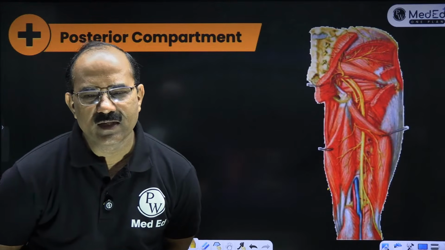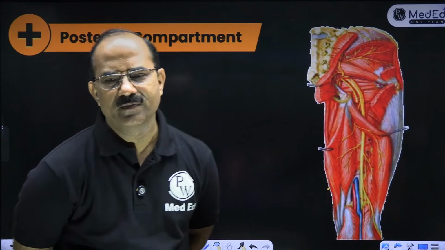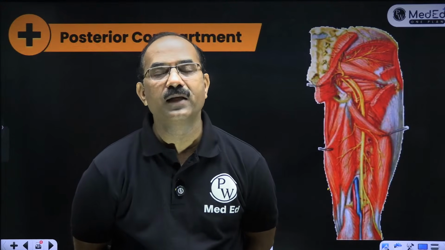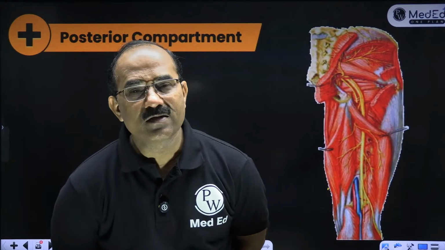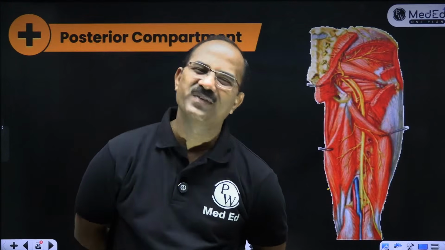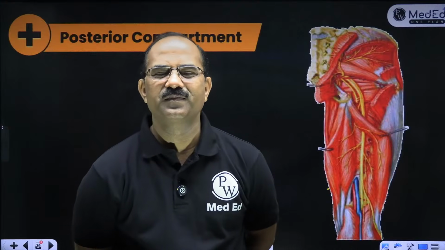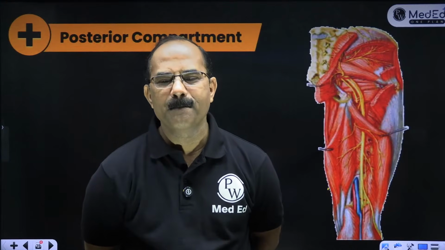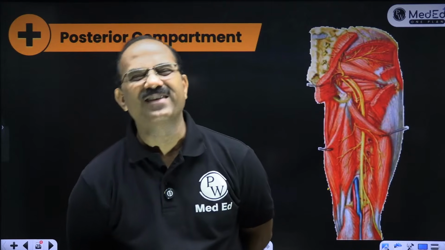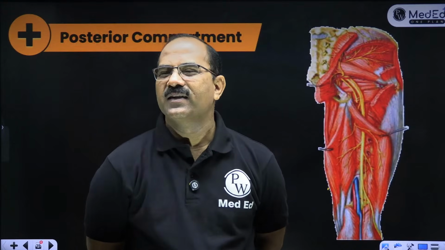Deep circumflex iliac. It's a branch of external iliac. Akshat, it is a branch of external iliac. External iliac has two branches: one is inferior epigastric artery and the other is deep circumflex iliac artery. Right? Which muscle is not a hamstring out of all this?